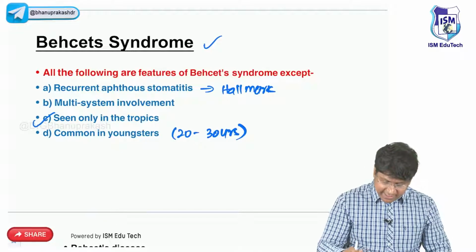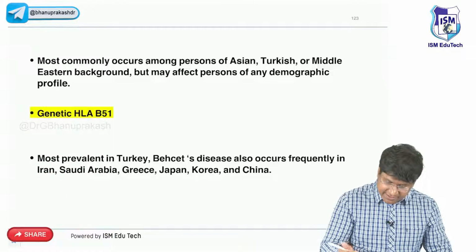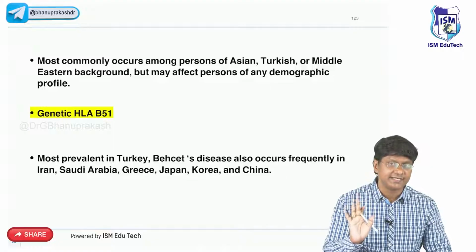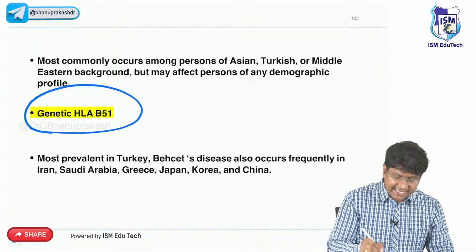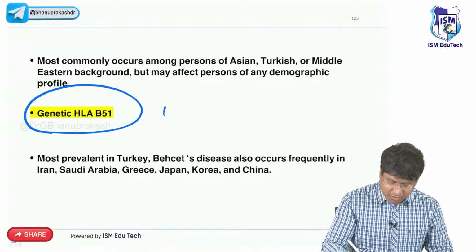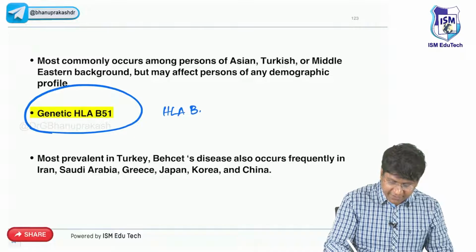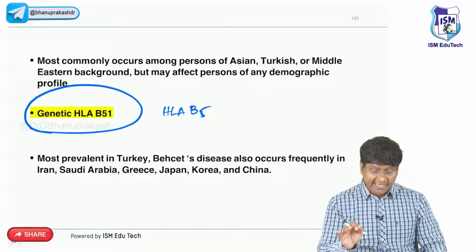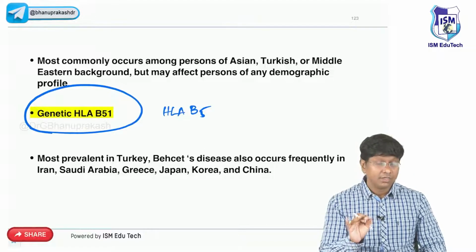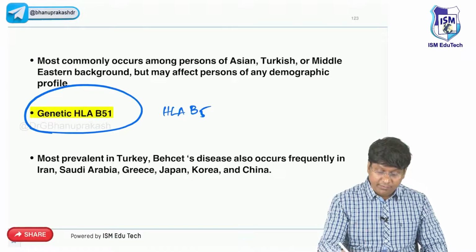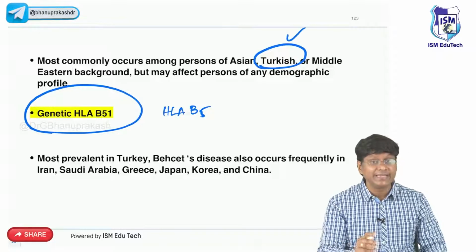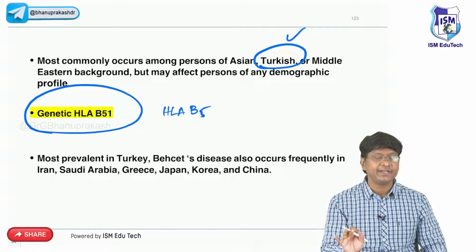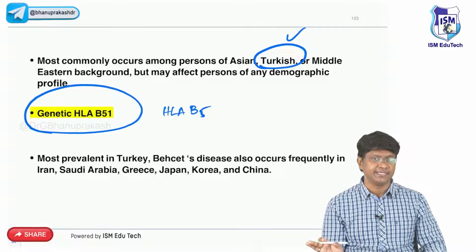And what is the other name we have discussed? The other name is the oro-oculogenital syndrome, and the HLA is HLA-B51 or HLA-B5, right? HLA-B51 or HLA-B5. And this Behcet syndrome is very common in which country, right? It is very common in Turkey. It is very, very common, most prevalent in Turkey, right?